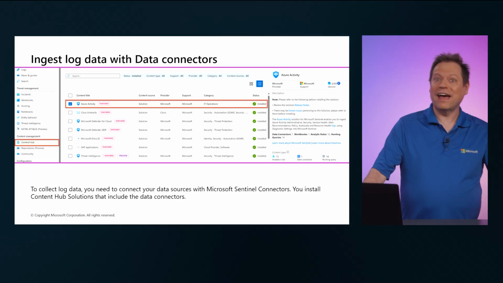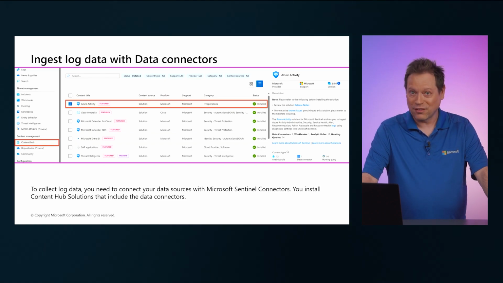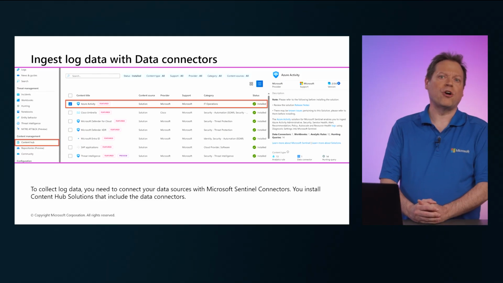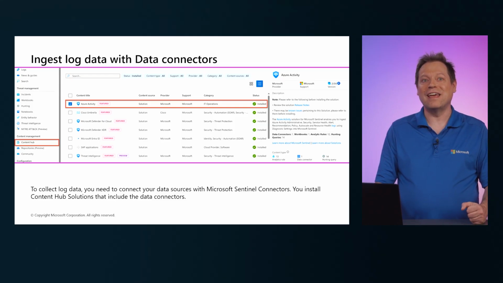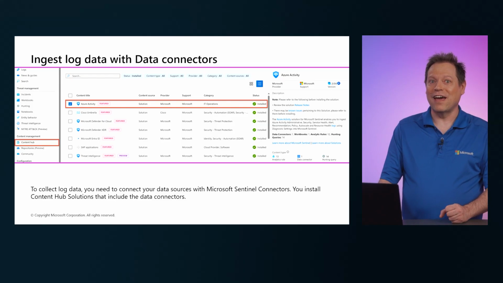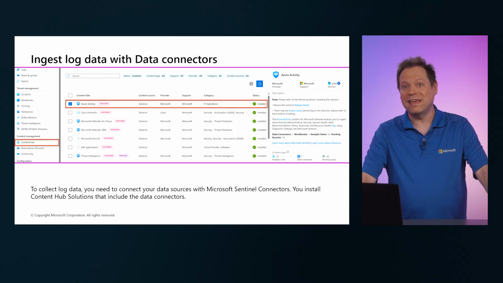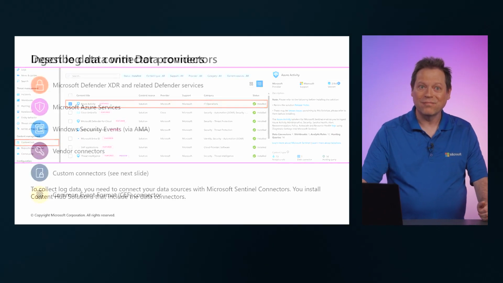To collect log data in Sentinel, you connect your data source using Sentinel connectors. In practice, you typically start by installing the appropriate Content Hub solution, because that solution often includes the data connector you need. And then you configure that connector so it can begin streaming data into your workspace.